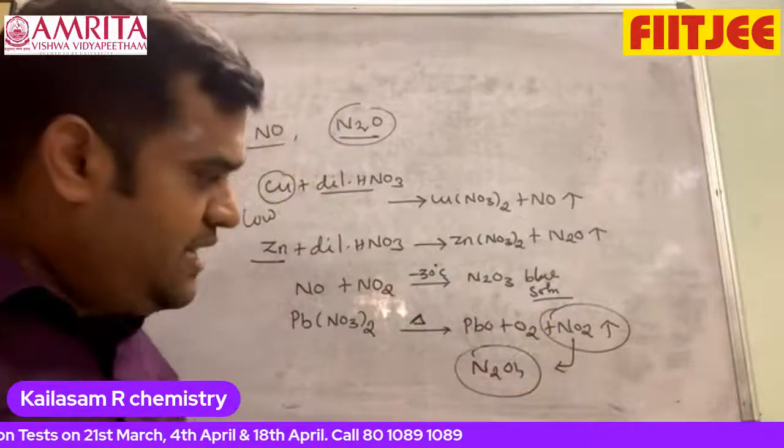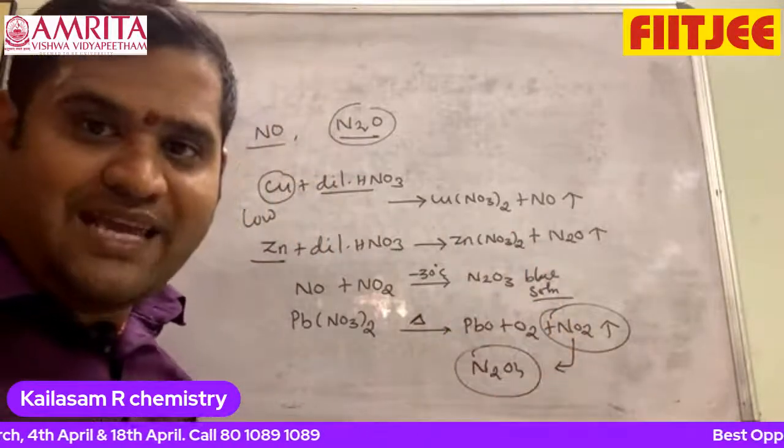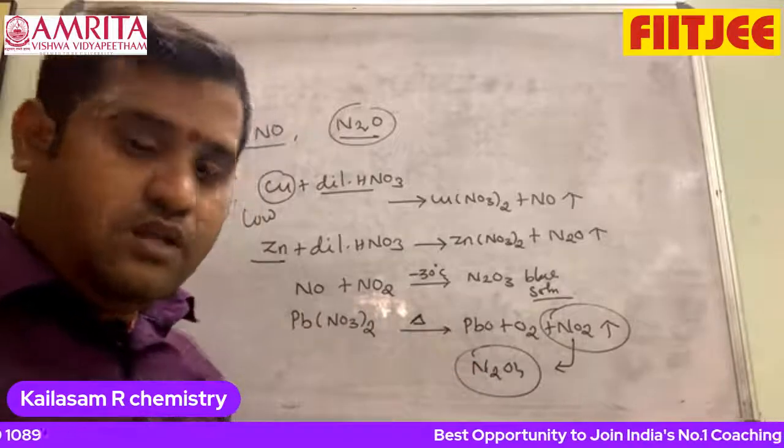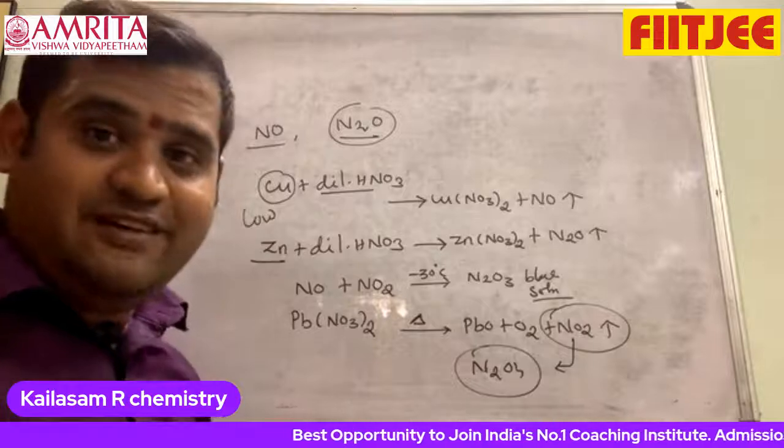Dimer is what? Diamagnetic. NO2 is what? Monomer. It's a paramagnetic gas. N2O4 is a solid at lower temperature. Then how to prepare N2O5?